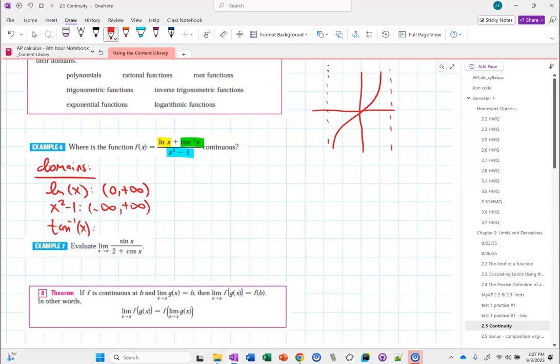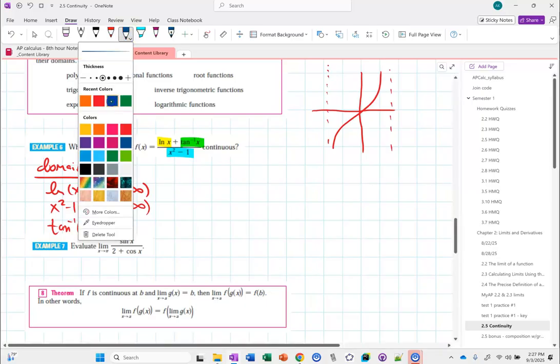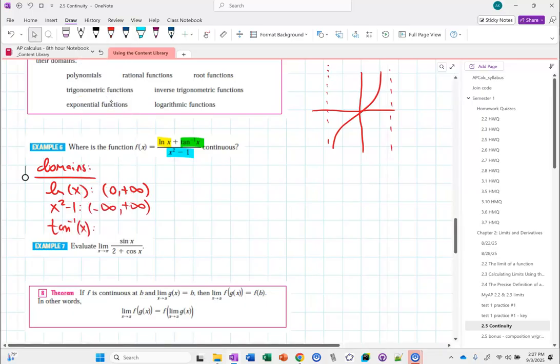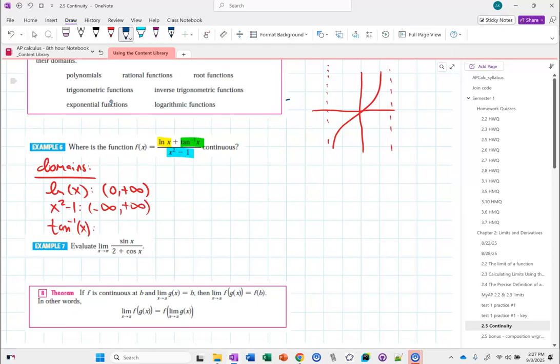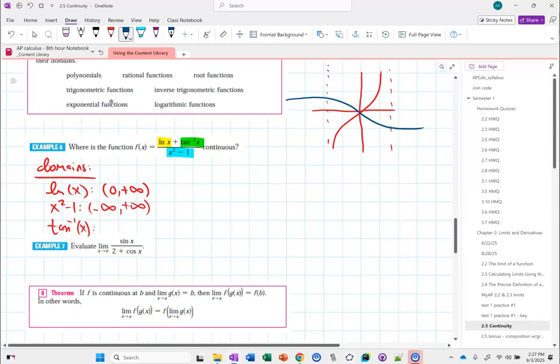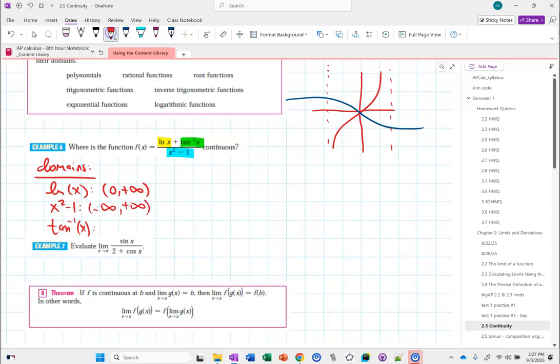So if I want the inverse of that function, I just reflect that across the line y equals x, right? So that's tan inverse. What's the domain of that function? All real numbers. Feel good?